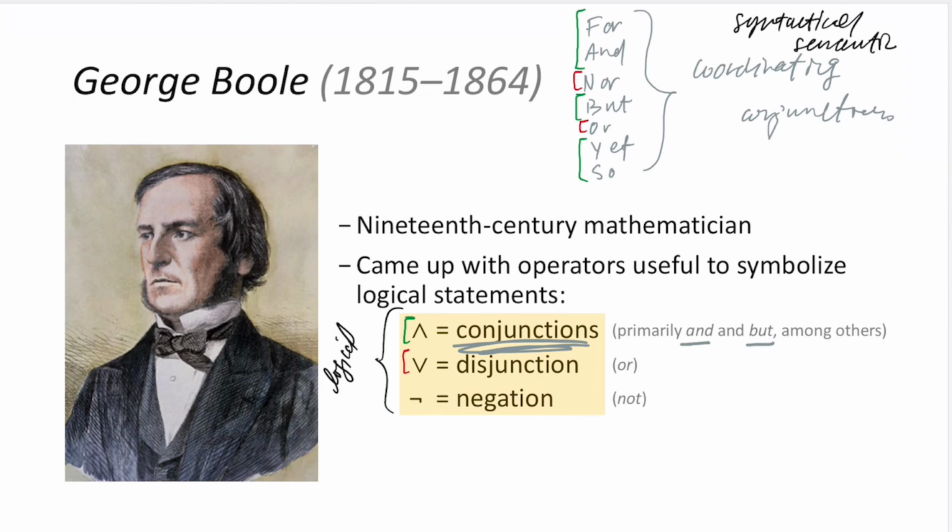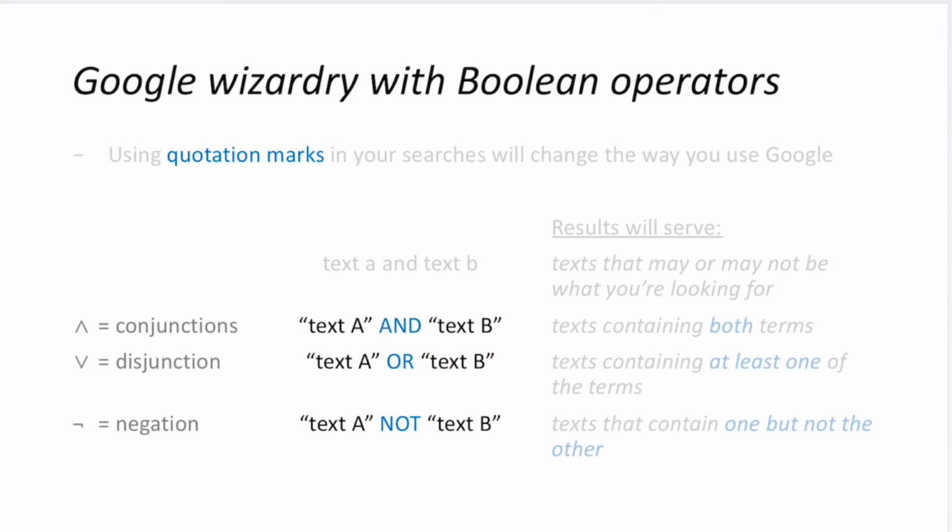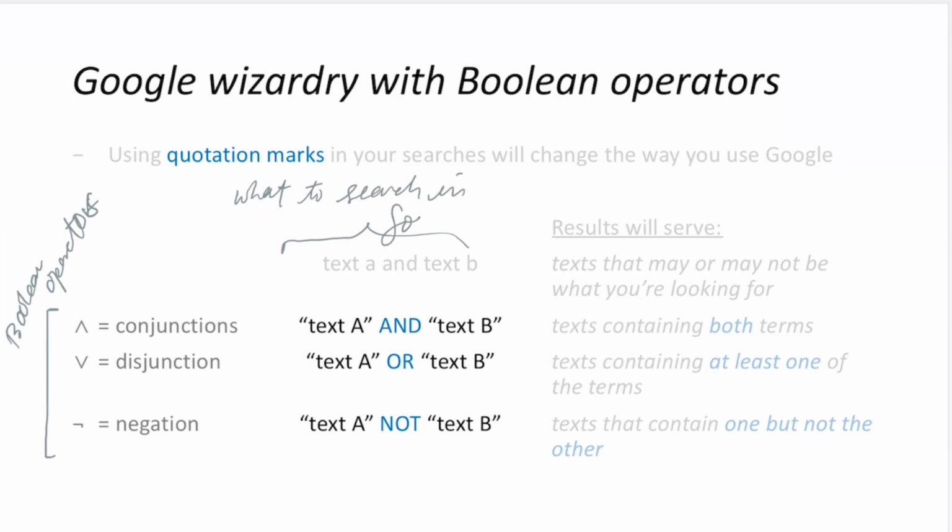This brings us to this video's main act, which is how to affect Google wizardry with Boolean operators. The key is putting quotation marks around the phrase that you're trying to investigate a little bit more. That will return exactly what's between those quotation marks. Anything that doesn't have that string of text in that specific configuration won't appear in your search results if you put that configuration between quotation marks.